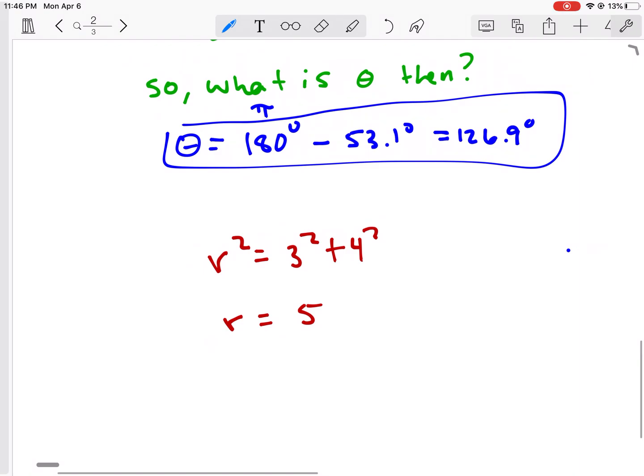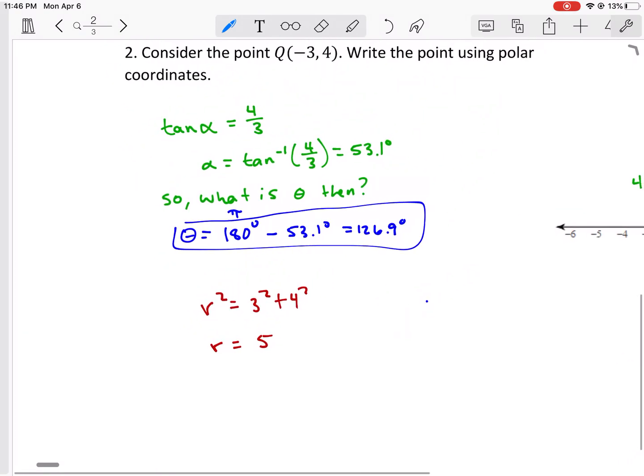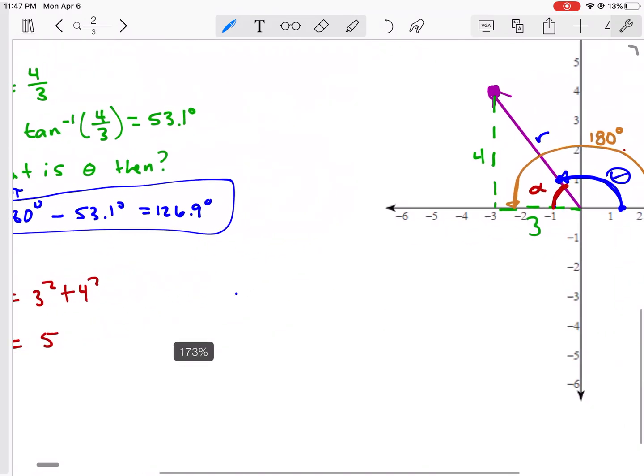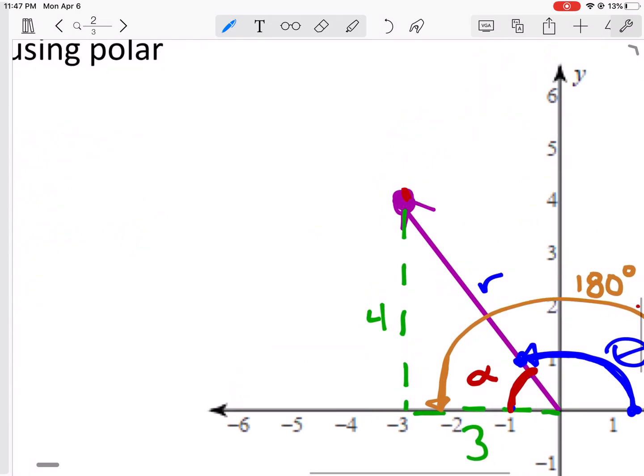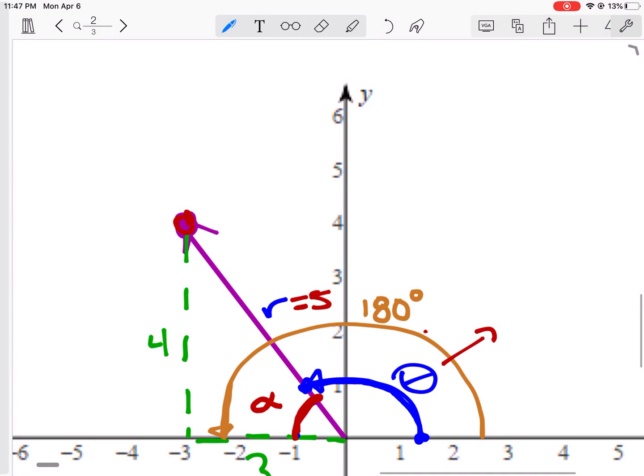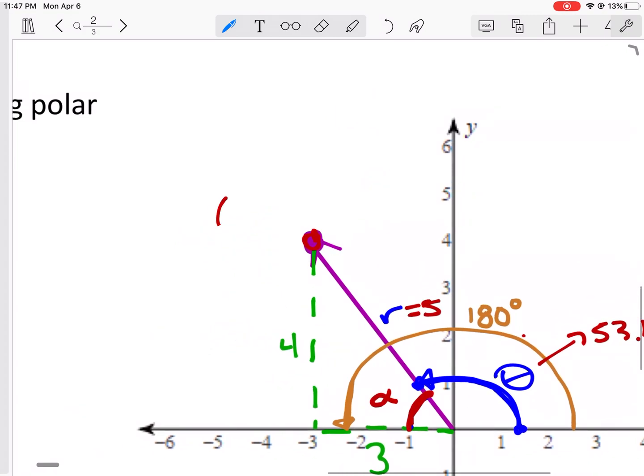Not always going to be that, but I just wanted to illustrate the difference between quadrants with basically the same numbers here. So either way, we see r is 5, therefore this point right here, r is 5. Theta here we found is 53.1 degrees. So our coordinates are 5, 53.1 degrees.